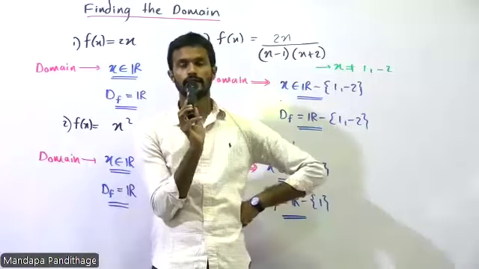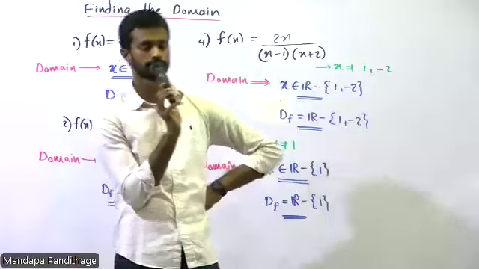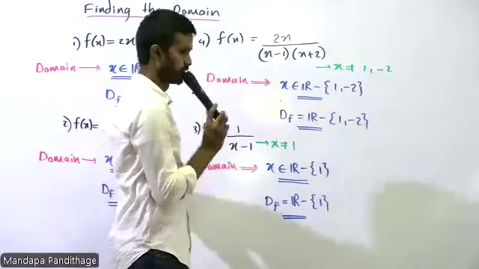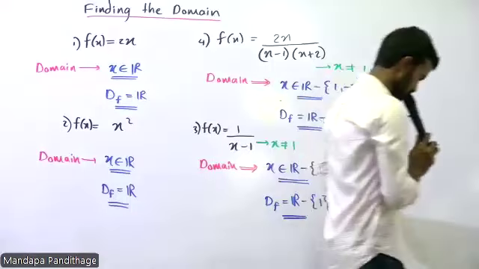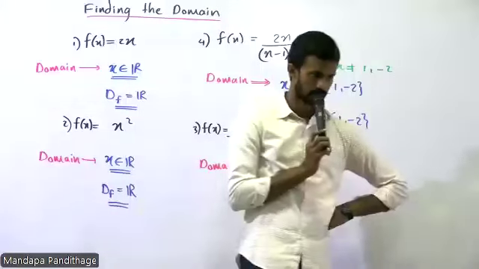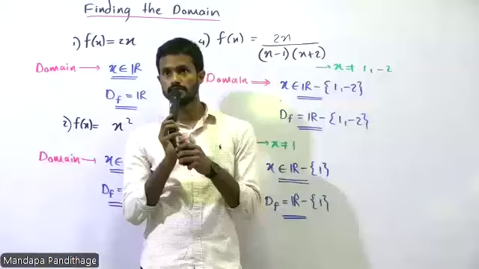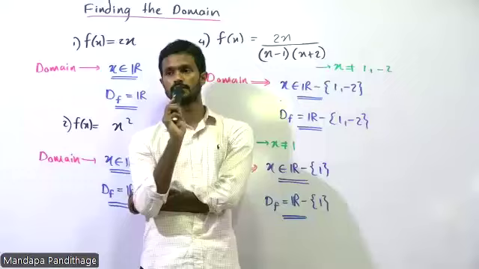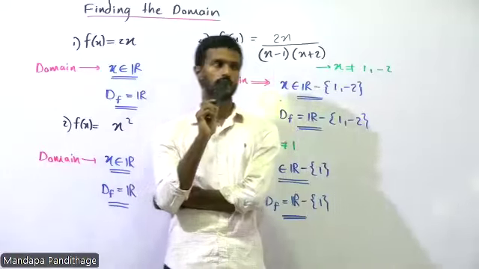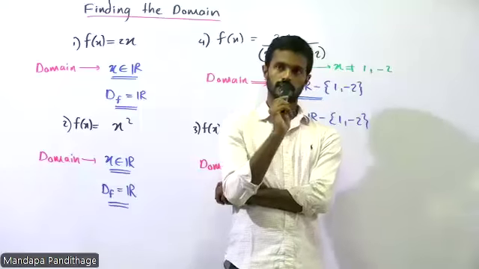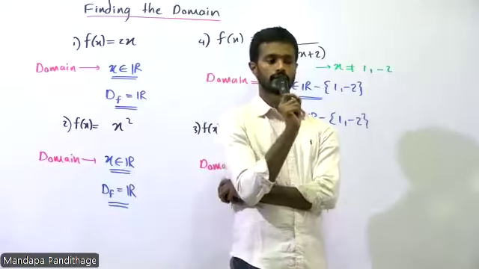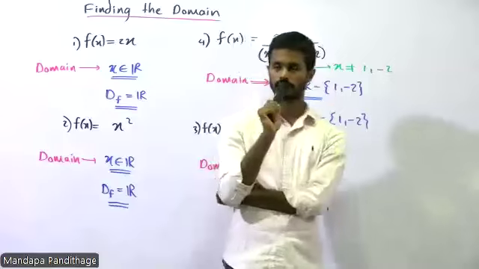Okay, next line. When finding the domain of the function, we have to concern about the following two instances. Under that, write the first one.